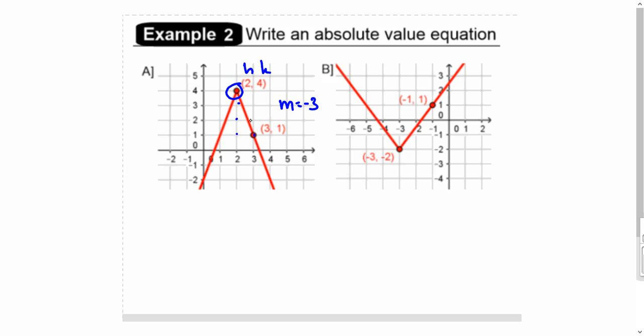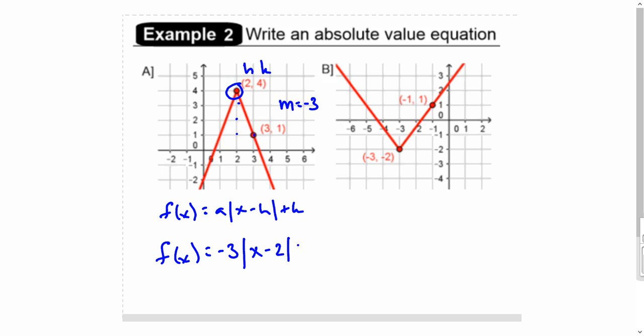So that tells me about the value of a. I know what the vertex is, so that tells me what h and k are. So don't I have literally everything? Isn't it f of x equals a times the absolute value of x minus h plus k? And don't I have all of those values? Yeah. So this first one we're going to say is f of x equals -3 times the absolute value of x minus 2 plus 4.